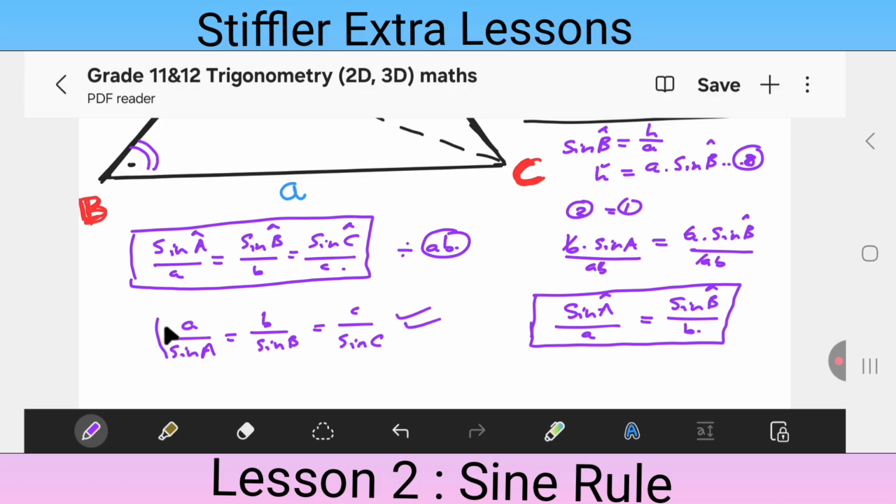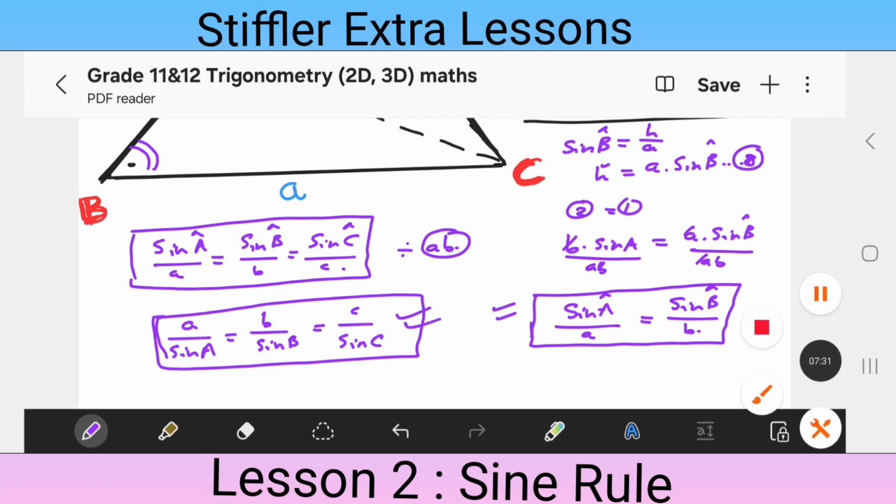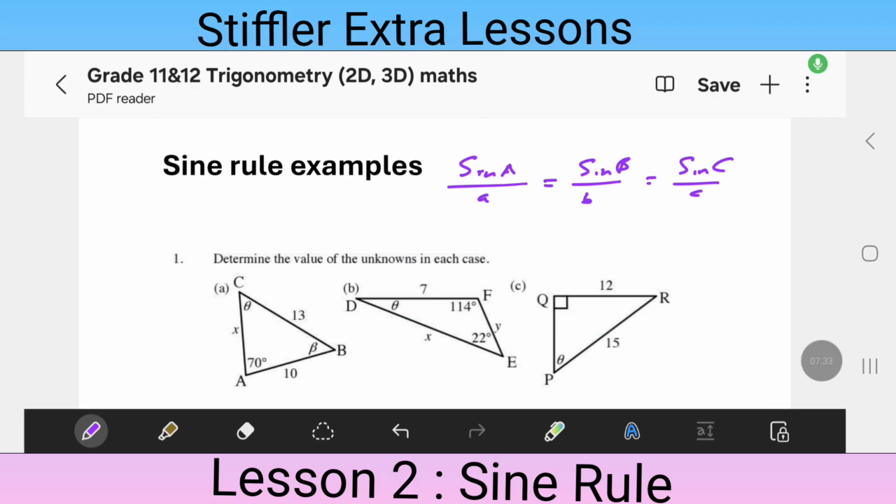So this is the sine rule. It will help us to solve triangles that are not right-angled triangles. It also works on right-angled triangles, but for those we prefer to just use the ratios, right? So let's try to solve some questions using this. Before us, we have a couple of questions, so let's see how we can solve them one by one.